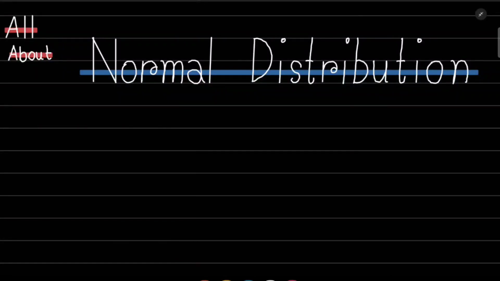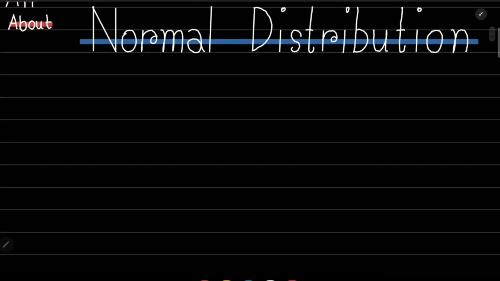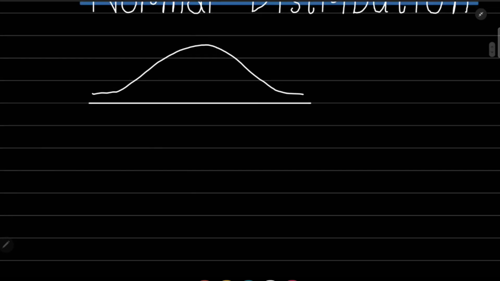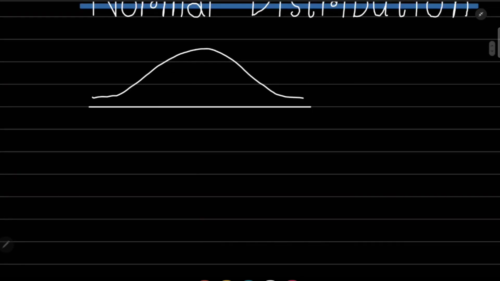In this lesson, we'll learn about normal distribution. A normal distribution is a special type of frequency distribution. The general shape of a normal distribution looks something like this. Over here, the y-axis is the frequency and the x-axis represents the value.